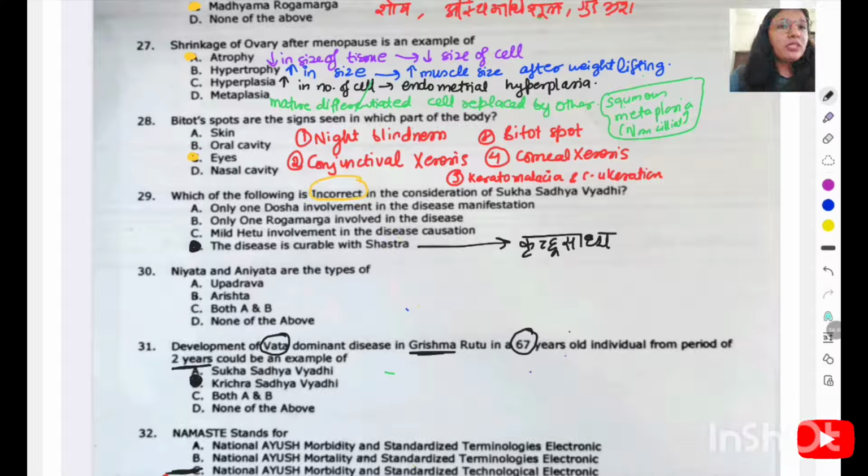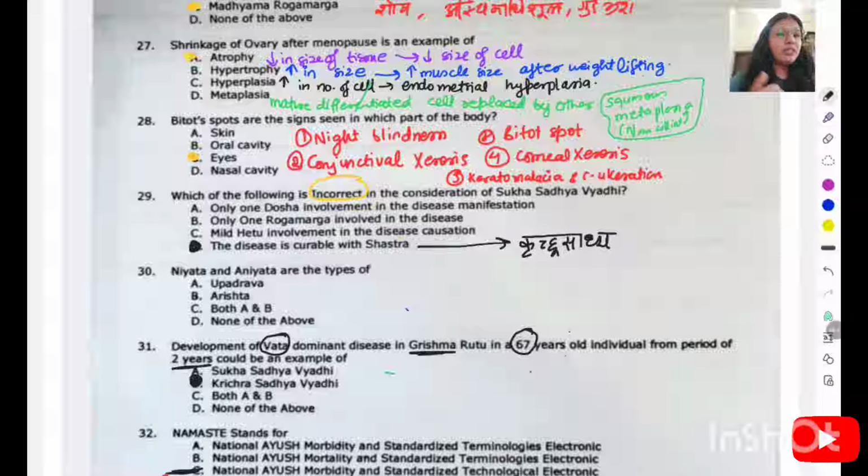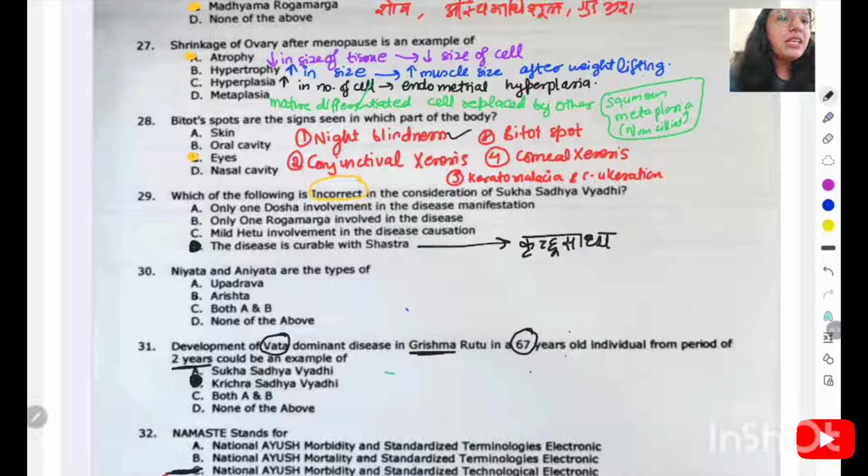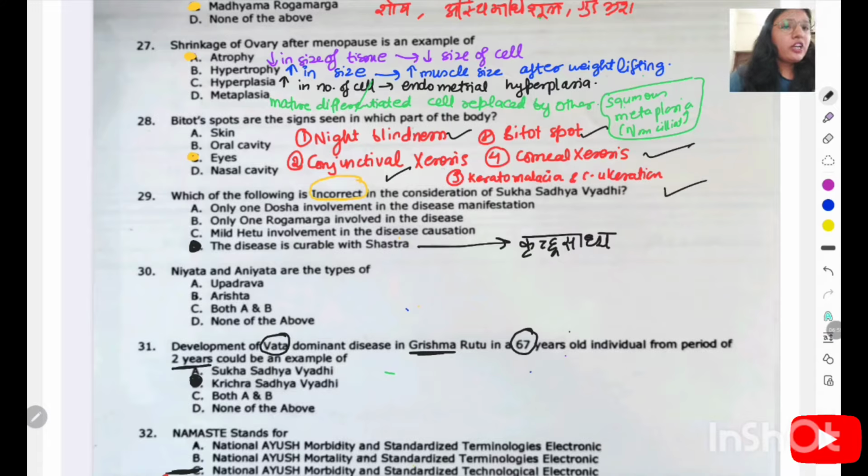Then, Bitot spots are signs seen in which part of the body? Bitot spots are seen in the eyes, and there are 5 stages. First is night blindness, then conjunctival xerosis, Bitot spots, then corneal xerosis, and keratomalacia.